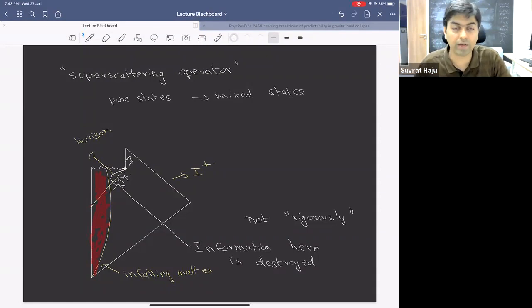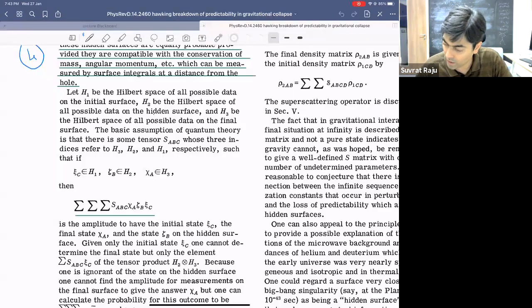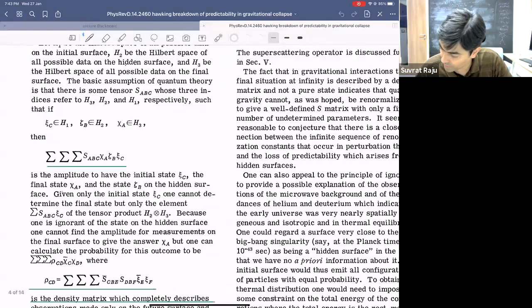Okay? So Hawking, in fact, did address this issue also in the original paper. And this issue is addressed, let's see if I can find it.